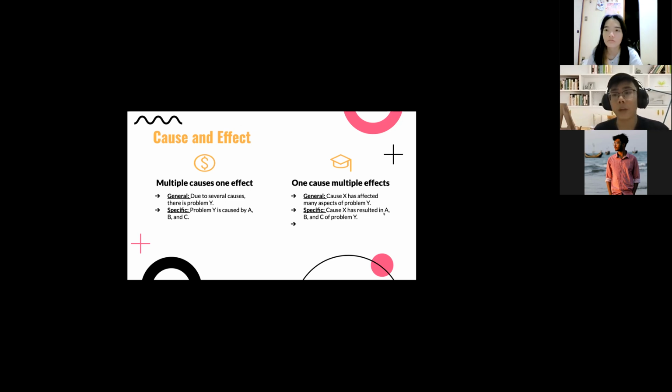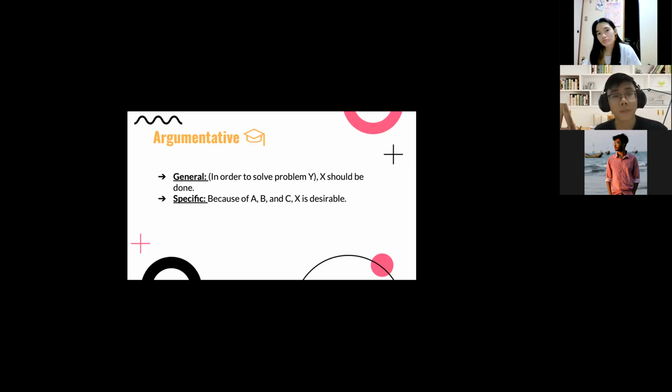So with that, we're going to move to the last type of thesis statement, which is the argumentative. This is pretty straightforward. For the general type, you would basically say, in order to solve, for example, problem Y, this thing X should be done, but you don't specifically say the reasons why this should be done, right? Whereas in the specific type, you would say because of reason A, reason B, and reason C, this thing X is desirable, right?